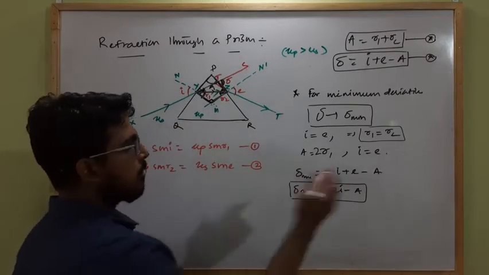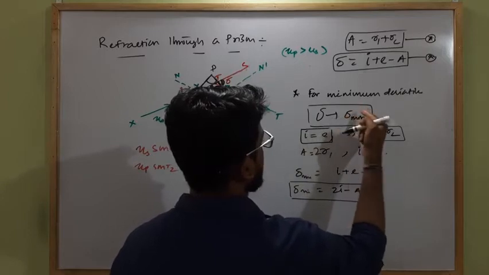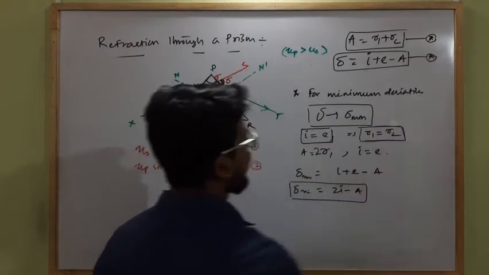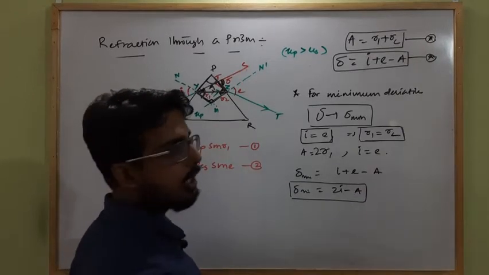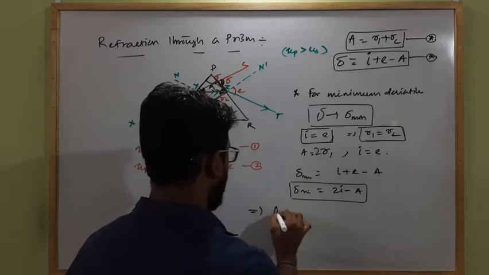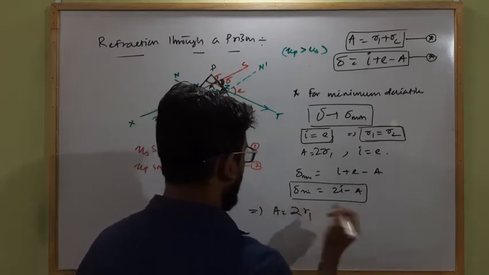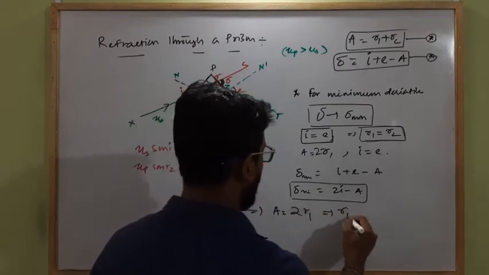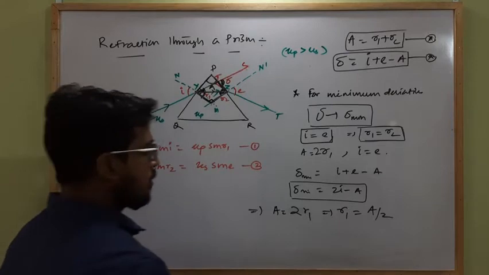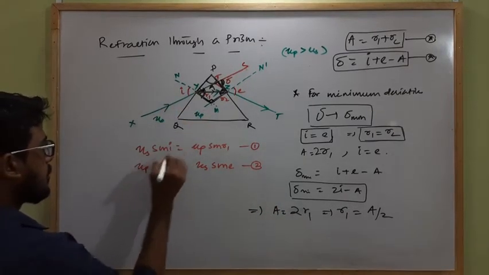Okay, you have to remember this condition, that when I equal to E, the deviation will be minimum, and at that instant R1 equal to R2, so A equal to how much? So this implies you will get A equal to 2R1 or 2R2. So this implies R1 equal to A by 2. Clear?